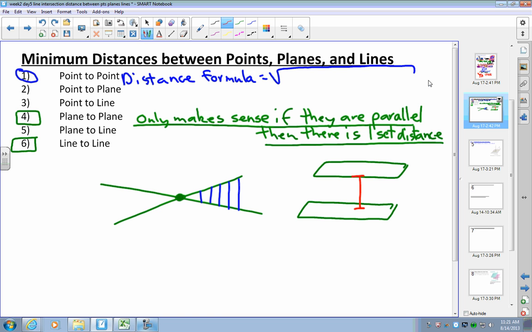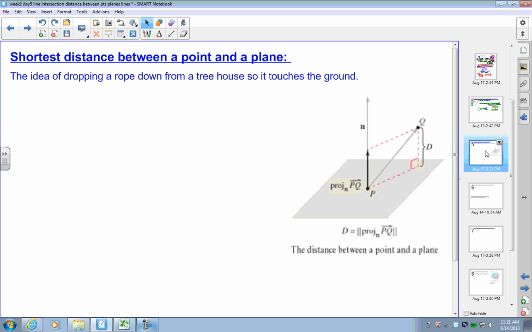2, 3, and 5 are more specific because it's a mixture of things, okay? So let's look at some of these. First one is we're going to find the distance between a point and a plane, okay?